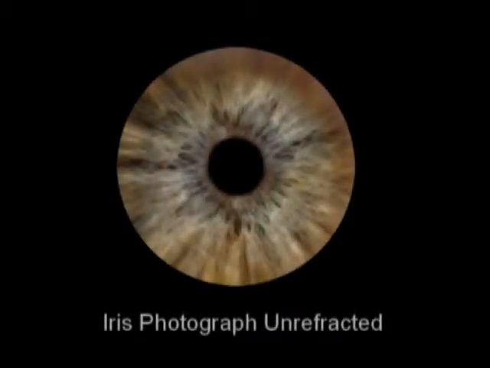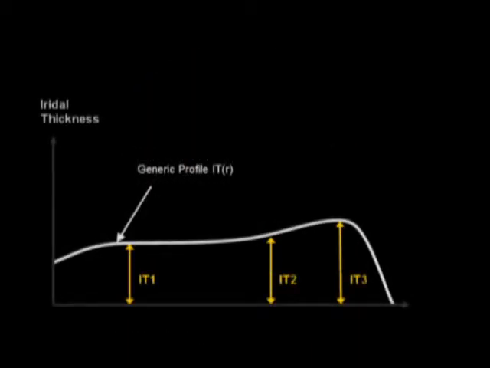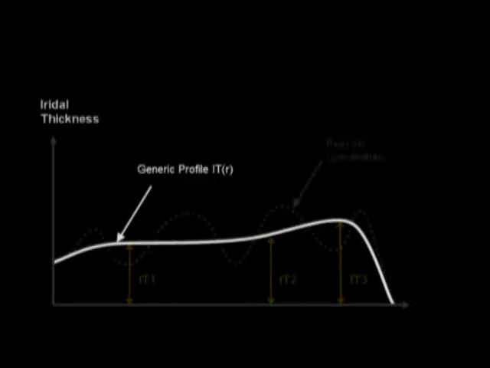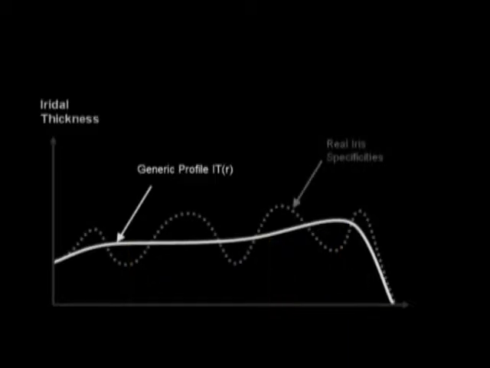We first propose to unrefract the photograph to recover the original iris image. The unrefracted iris image represents the iris lit by the environment. We divide the iridal thickness into 2 parts, a generic part derived from the anatomical data and the specific individual variations that we estimate using our unrefracted iris texture.